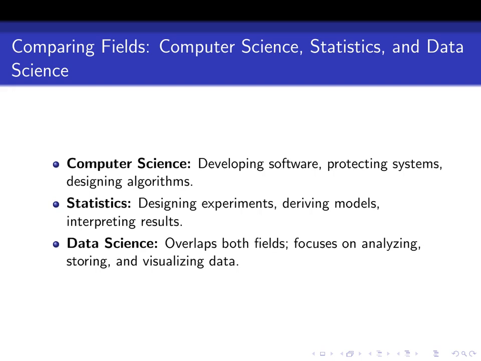Now, let's compare computer science, statistics, and data science. Computer science involves developing software, protecting systems, and designing algorithms. Statistics focuses on designing experiments, deriving models, and interpreting results. Data science overlaps both fields, concentrating on analyzing, storing, and visualizing data.